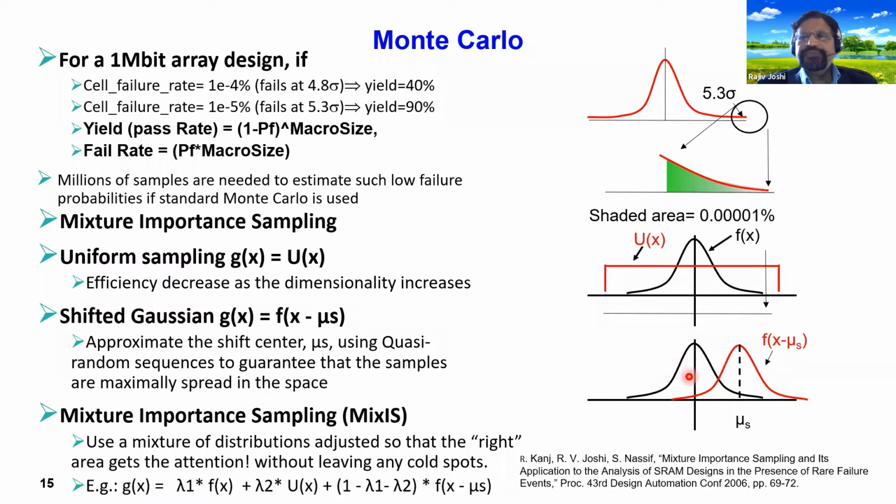This distribution is moved from the origin with a mean that is x minus mu s, so you shift it and start sampling in this region. The sampling region will then automatically be near the failure region, or a rare failure region, I would say, where the failure probabilities are extremely low. That is the key point I'm trying to emphasize here. There is a lot of math and code and all that. The first paper was published by Roida Kanj, myself, and Sunny around 2006.